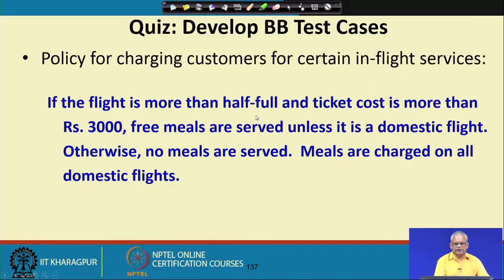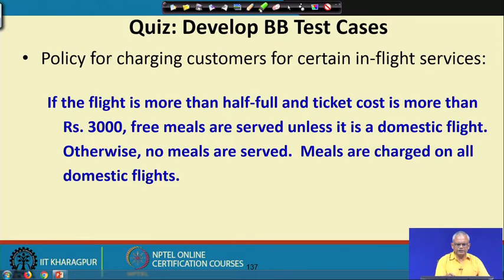If a flight is more than half full and ticket cost is more than 3,000, free meals are served. Unless it is a domestic flight, in which case meals are served, but these are not free. But if the flight is less than half full and ticket cost is less than 3,000, then no meals are served. To develop the decision table for this, we need to identify the conditions.